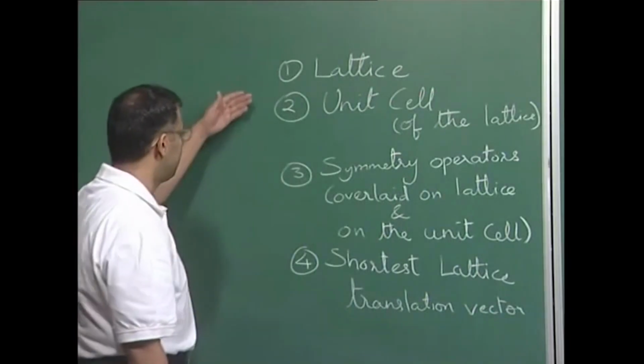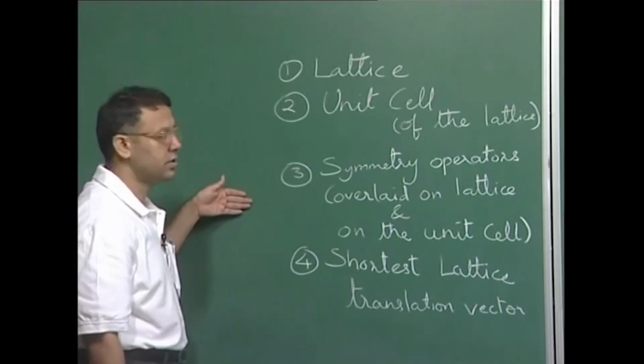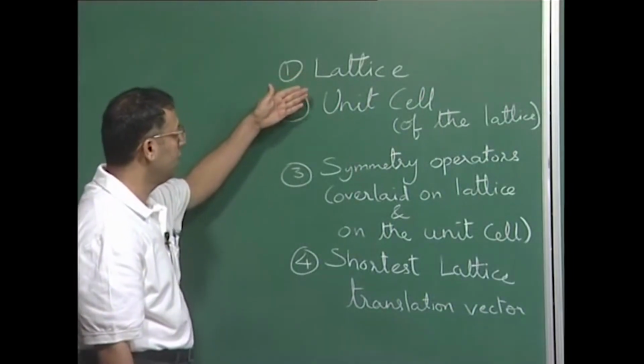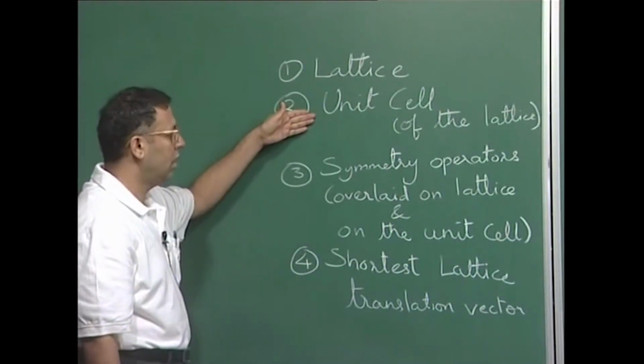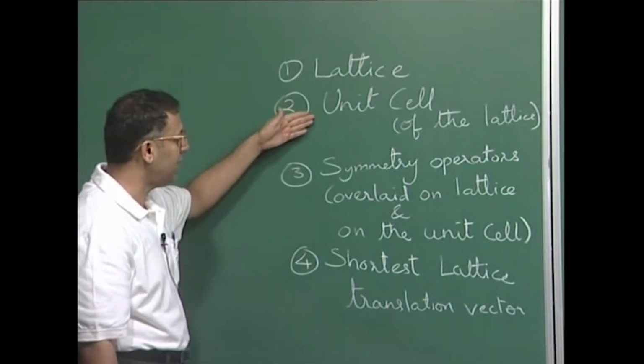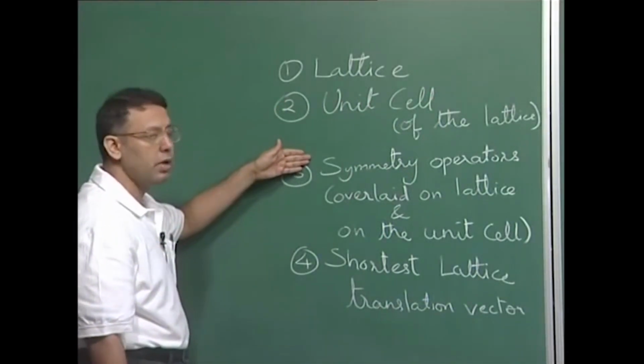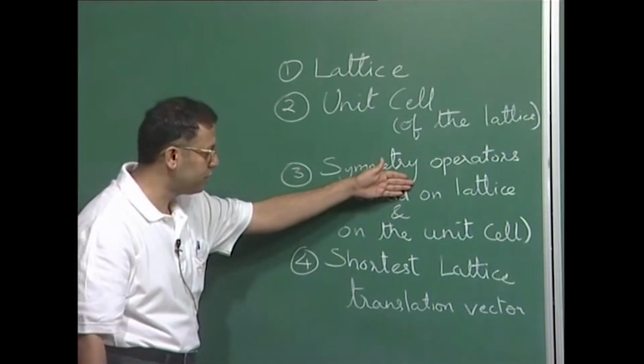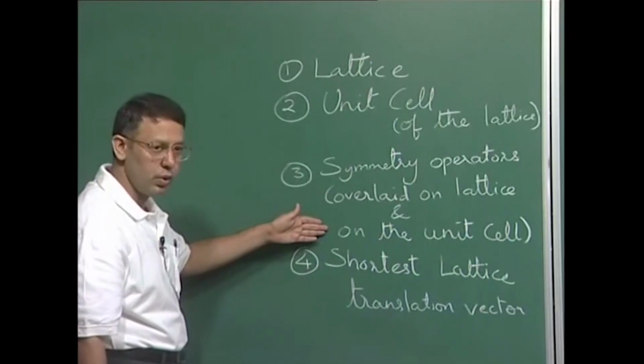So, we focused on these 4 things when we were considering lattices. These are the lattice itself, which is nothing but an array of points, the unit cell of the lattice, and we had considered various shapes of the unit cells of the lattices. We overlaid the symmetry operators on the lattice, of course not extensively in order not to confuse the student, and on the other hand also on the unit cell.